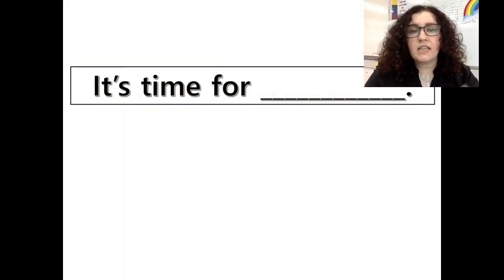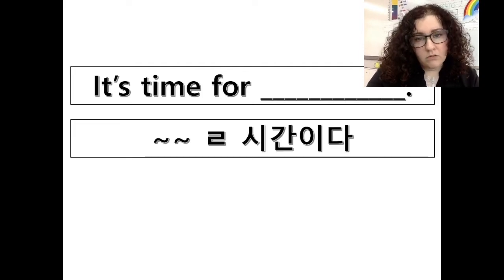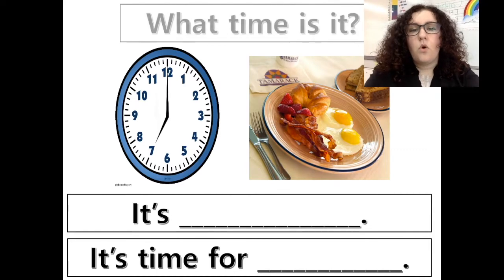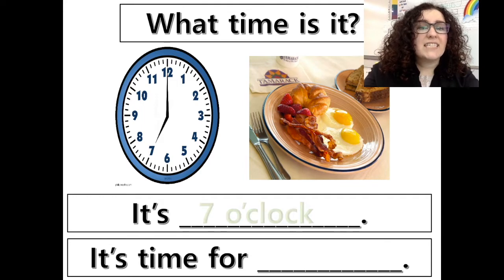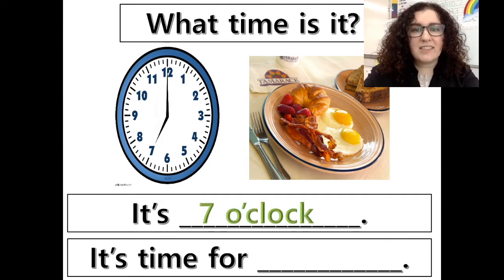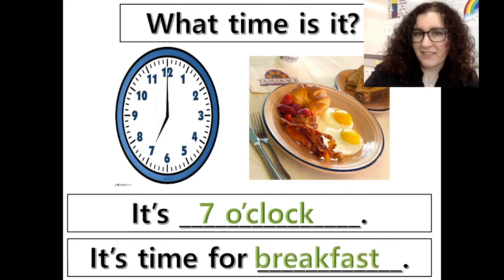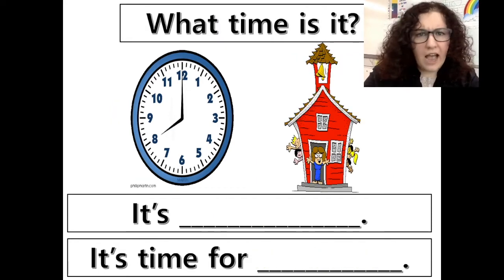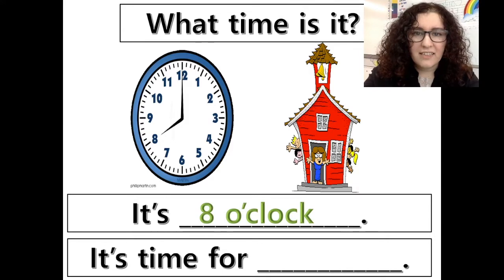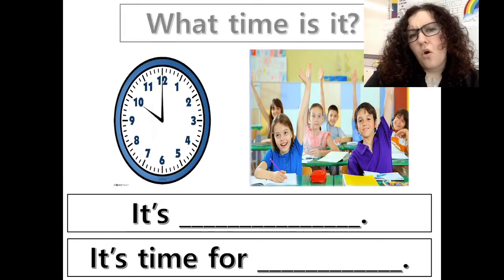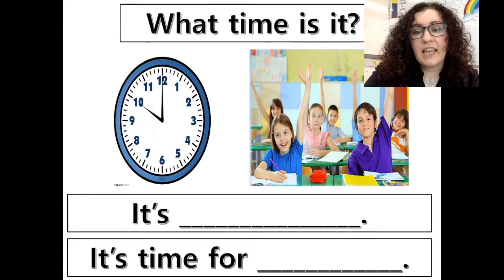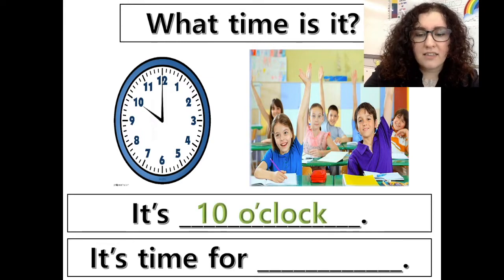All right, so it's time for mo-mo-mo. What time is it? It's 7 o'clock. It's time for breakfast. What time is it? It's 8 o'clock. It's time for school. What time is it? It's 10 o'clock. It's time for class.